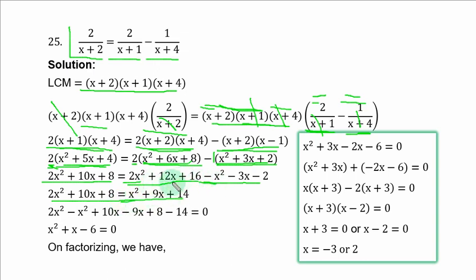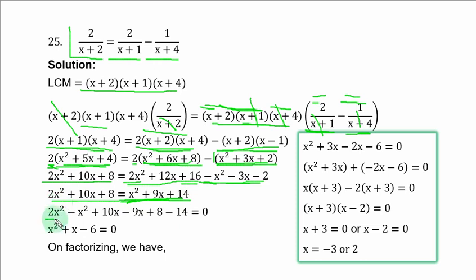You have 12s minus 3s, you have plus 9s, and plus 16 minus 2, you have plus 14. What we have is quadratic. For us to factorize or use any other method, we need to move all the terms to one side. So let's transfer these 3 terms to the left hand side.